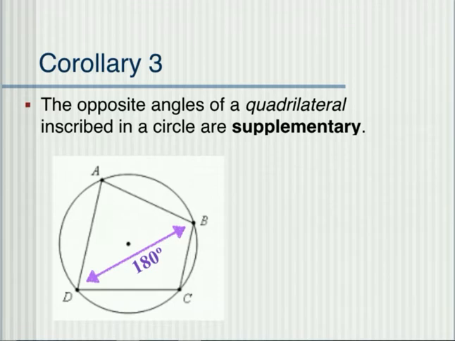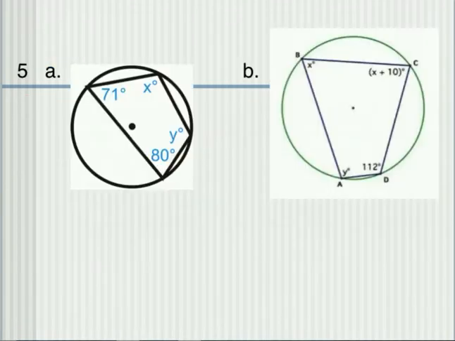Anytime you have a quadrilateral inscribed in a circle, the opposite angles in the quadrilateral will be supplementary. So here we could say that these 2 angles would add up to 180 degrees. We could also say the same thing about angles A and C. They'd also add up to 180 degrees. So you could use that to solve problems like this one. Pause here and try number 5 on your own.